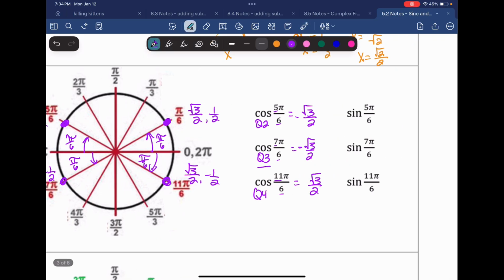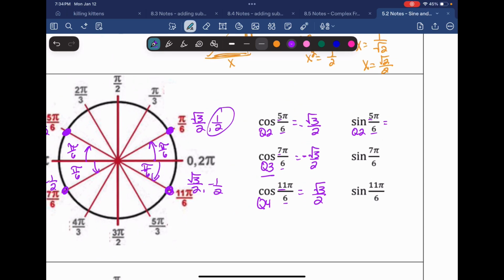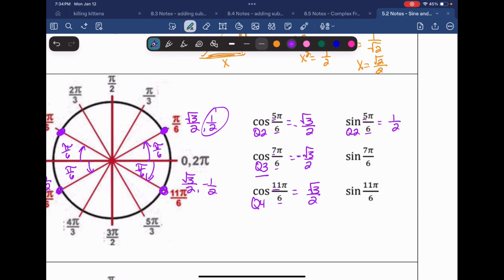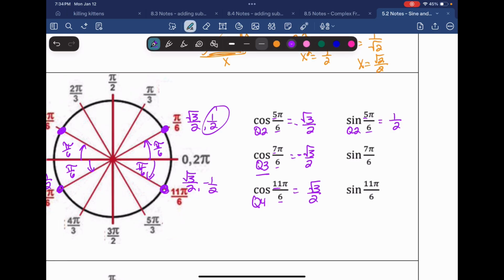Okay? Sine. So 5 over 6, so that is quadrant 2. Okay? Sine 5 pi over 6. Pi over 6 has a y coordinate of 1/2. In quadrant 2, sine is positive. Quadrant 2, or your 7 pi over 6, this is 1 more. This is quadrant 3. Your y is still 1/2, but in quadrant 3, y is negative. We've got 11 pi over 6, almost double. That's quadrant 4. It's still 1/2, but your y is negative.